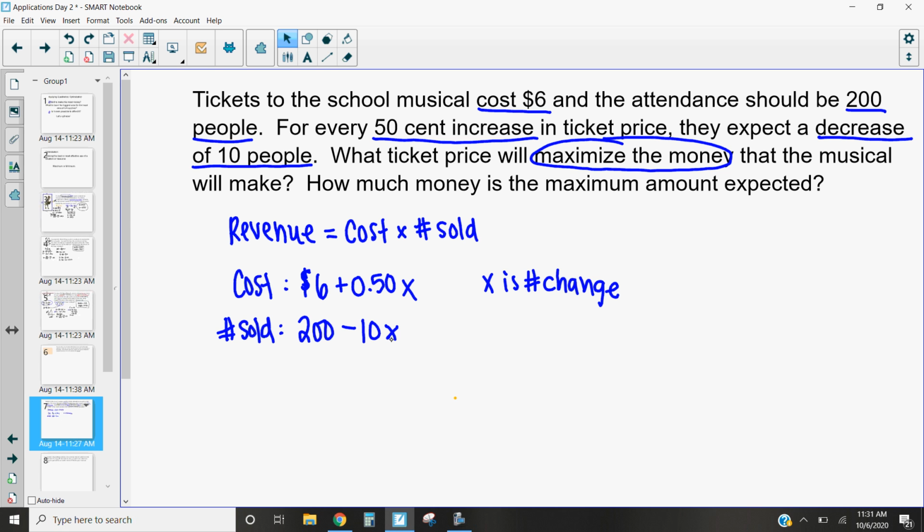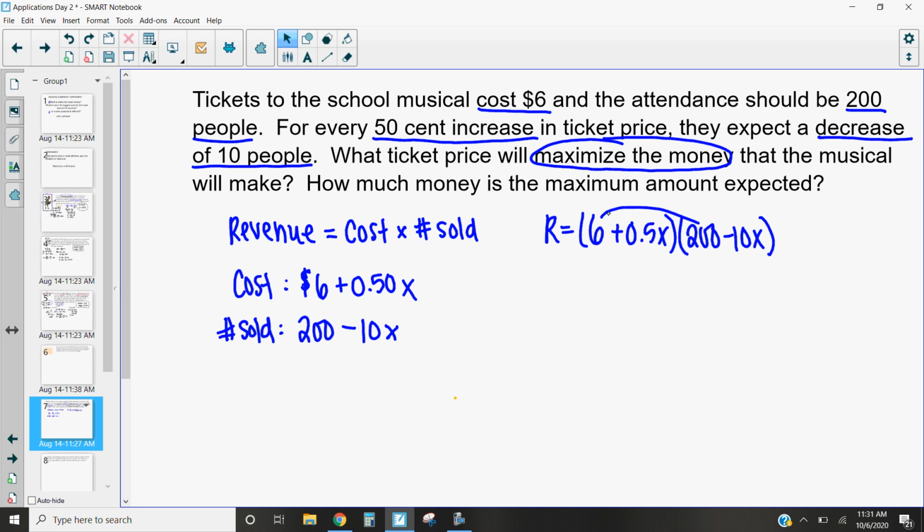So our revenue is going to be a combination of those two things. So let's multiply those together and see what happens. Our revenue, which I'm going to represent by R, is going to be (6 plus 0.50x) times (200 minus 10x). Instead of leaving it in this factored form, I want to multiply it and write it in standard form. So I'm going to go ahead and do that. I'm going to multiply using my FOIL method.